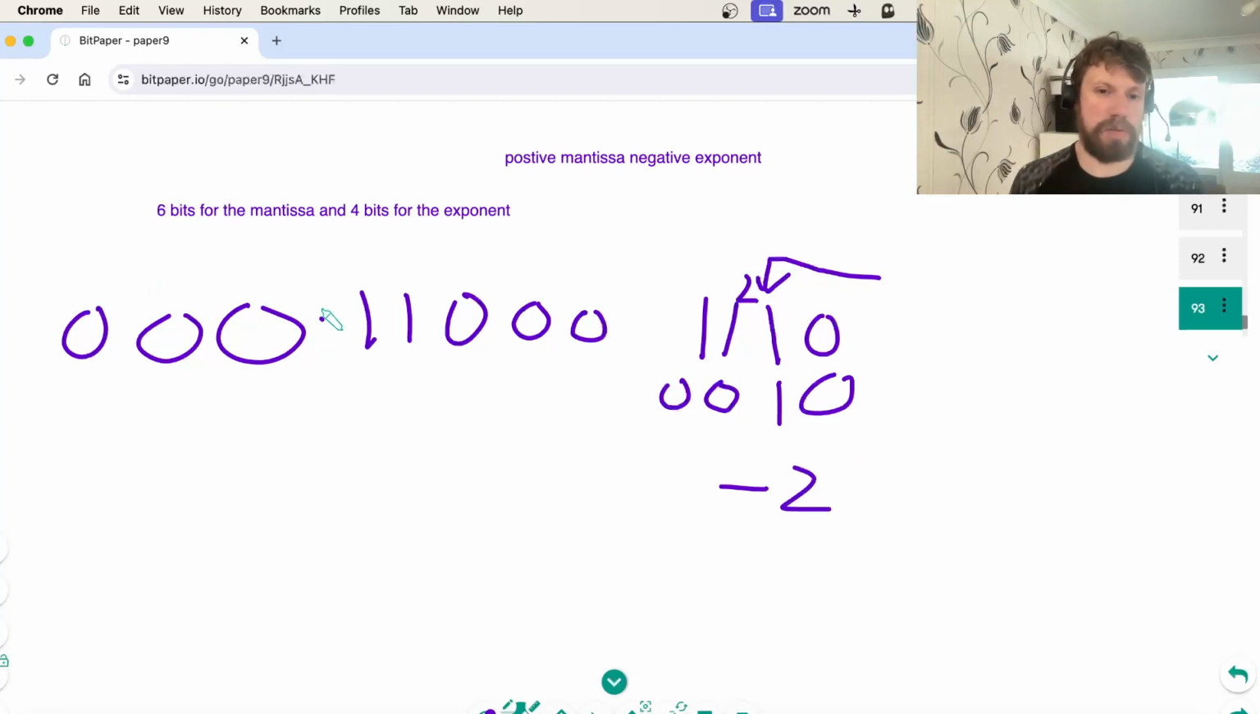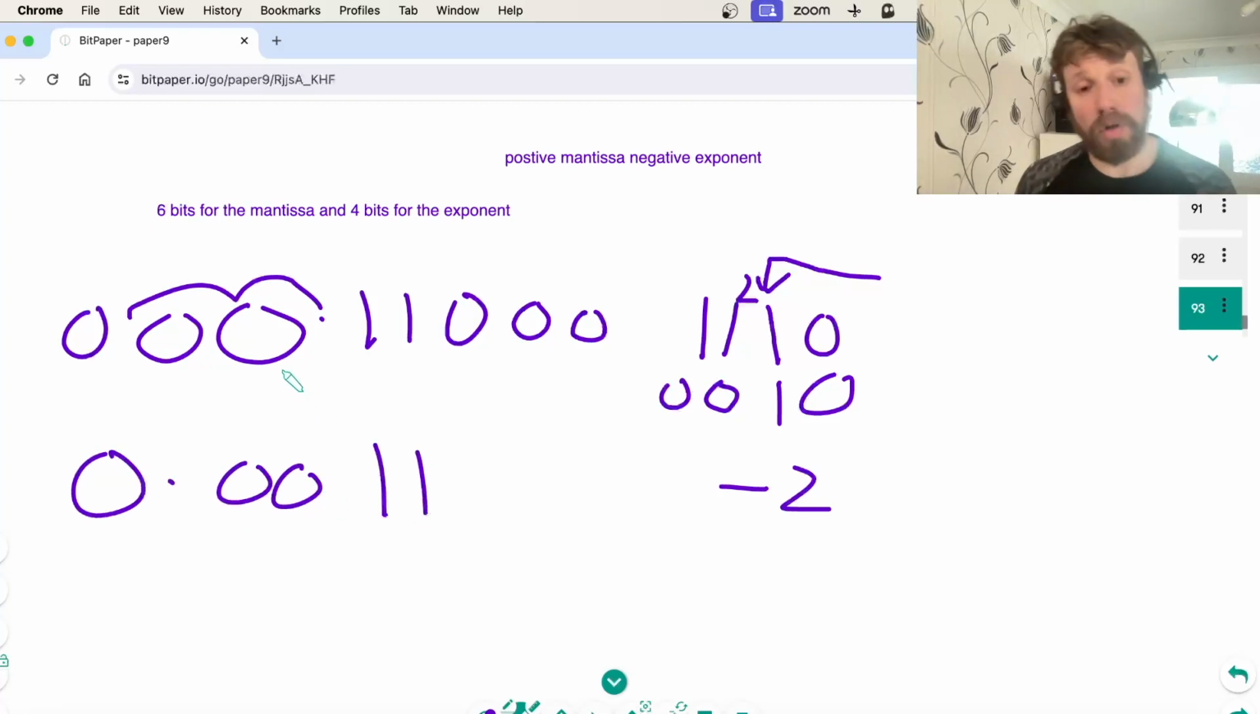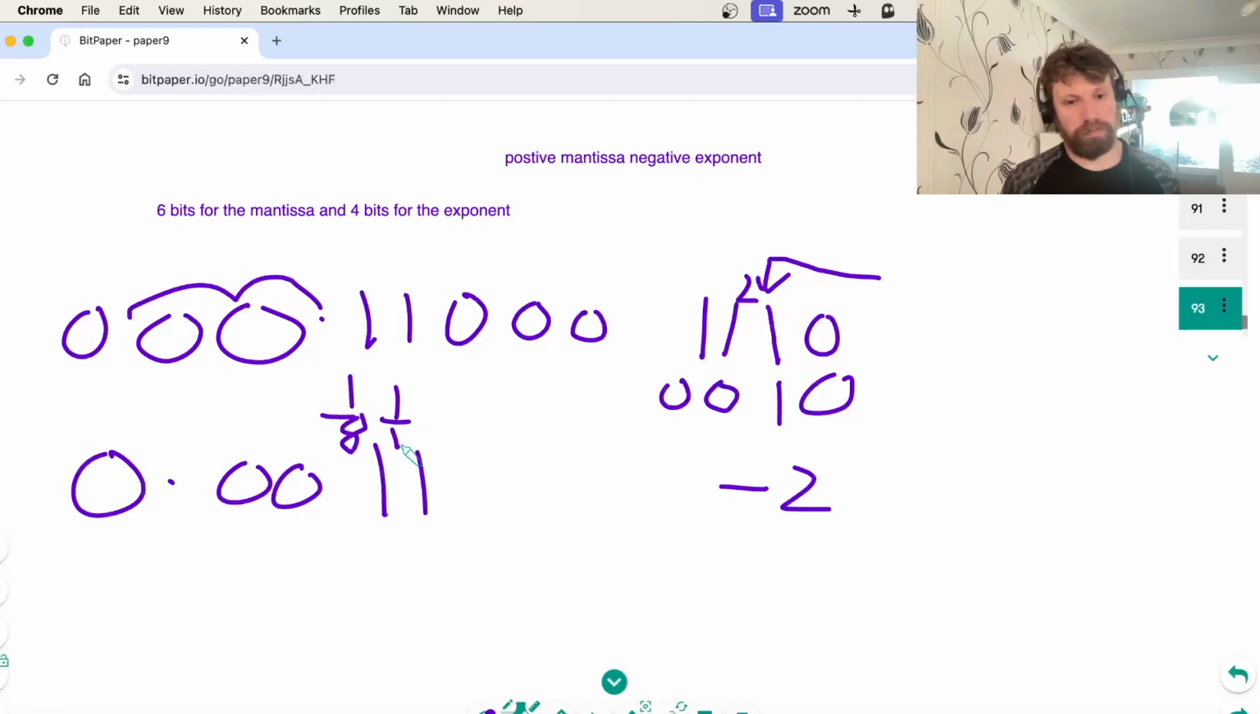Then we just move the decimal point 2 places to the left, which is 1, 2. Redraw our number. And then all you've got to do is just convert it in normal fixed point fashion. So again, I'm going to use my fractions just because I find it easier. If you prefer using decimals, that's absolutely fine. So it's half, quarter, eighth, 16th.